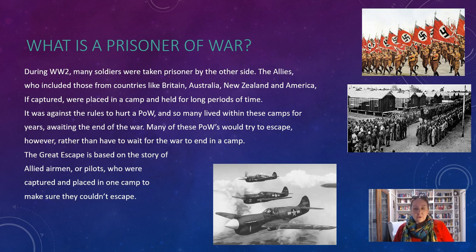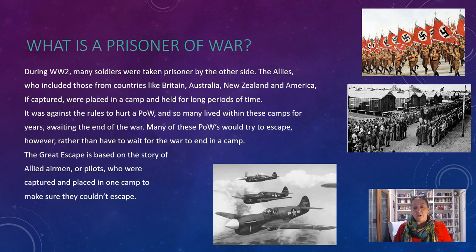So what was a prisoner of war? During World War II, many prisoners were taken prisoner by the other side. So the Allies, who included those from countries like Britain, Australia, New Zealand and America, if captured, were placed in a camp and held for long periods of time. Now some of you might know up in this top corner here who these guys are, just from that horrible symbol there. Alright, so the swastika is what the symbol's called, and they are Nazis.